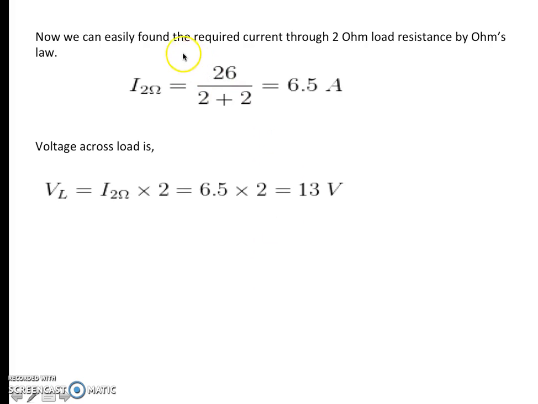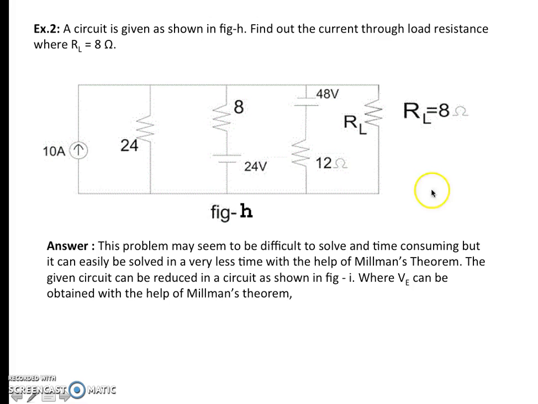Now we can easily find the required current through the 2 ohm. I through 2 ohm is equal to 26 by (2 plus 2), that is 6.5 ampere, and the voltage required is I into 2, that is 6.5 into 2, that is 13 volt. So it's very easy to do using Millman's theorem.